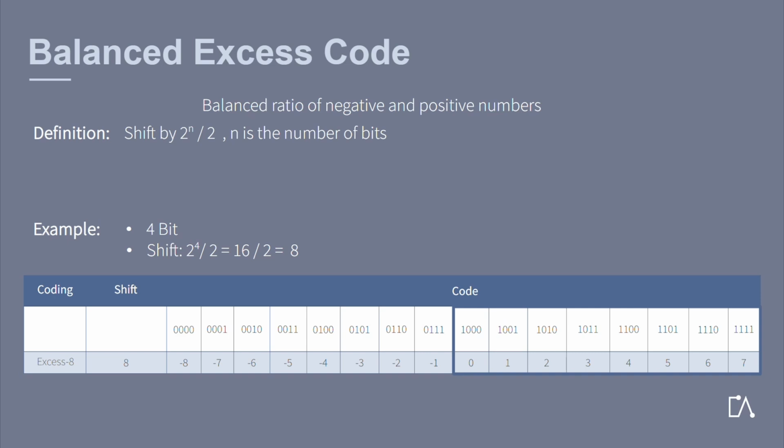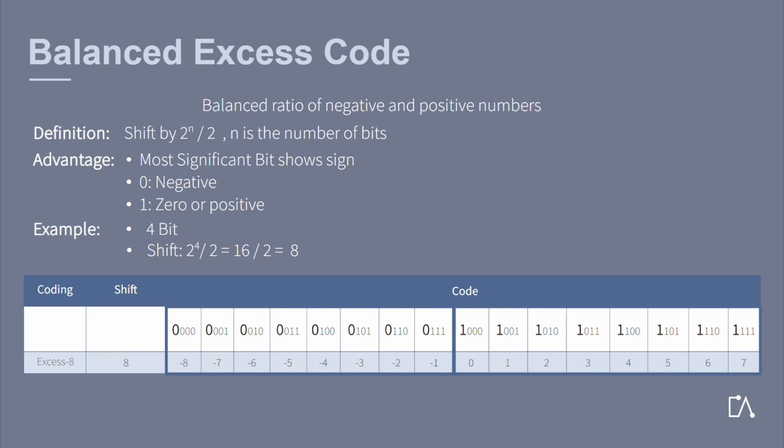So we only have to look at the first bit in the memory to know which sign a number has. The most significant bit gives information about the sign. With a 0 the number is negative, and with a 1 it is 0 or positive. This is helpful in case the sign of a number is needed to be checked quickly.